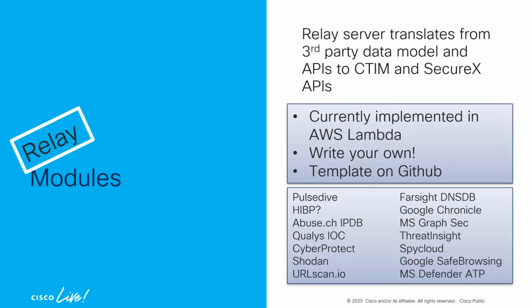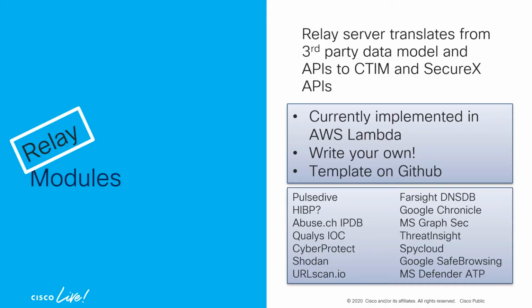The ones that we have up on GitHub are currently implemented in AWS Lambda. You don't have to do that. You can write your own to use some extra box you have sitting in your DMZ or whatever it is that you want to use. Some other cloud service provider, however you want to do it. The ones up in GitHub use AWS Lambda, and below on the slide, bottom right, you can see a list of the ones that are currently available on GitHub.